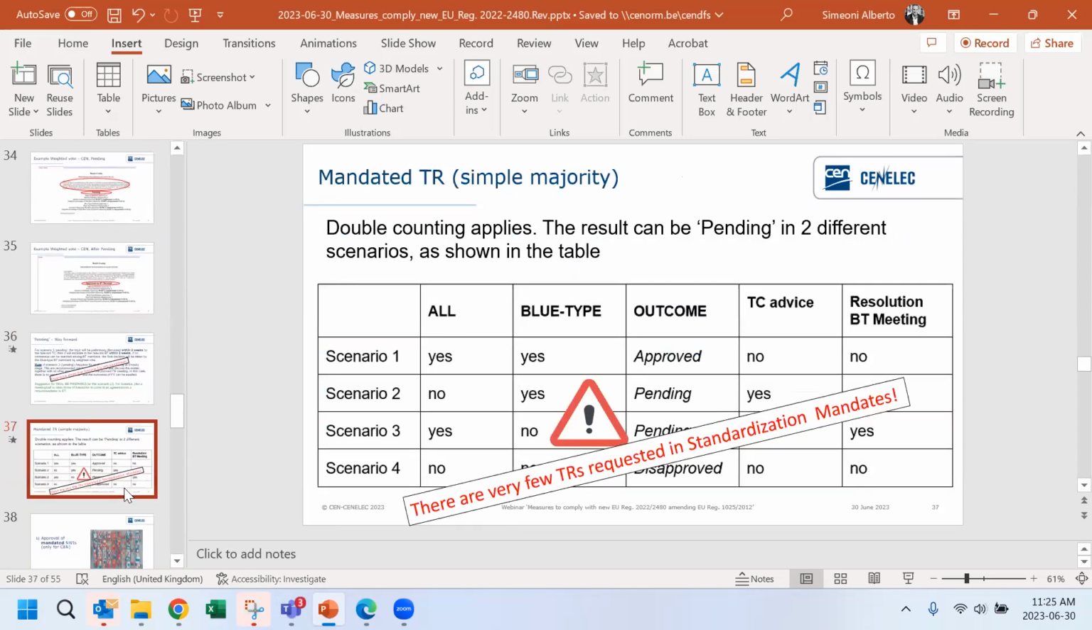So this is the example of Eric, where there is a mandated TR, they're approved via simple majority, and we fall within scenario 2 or 3.